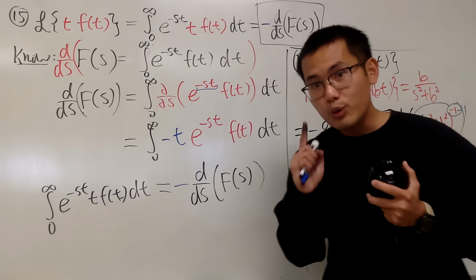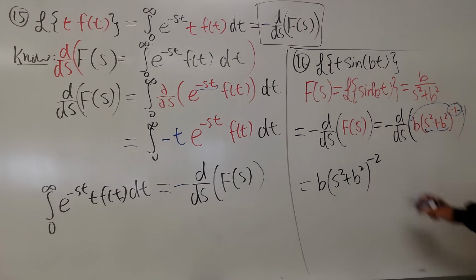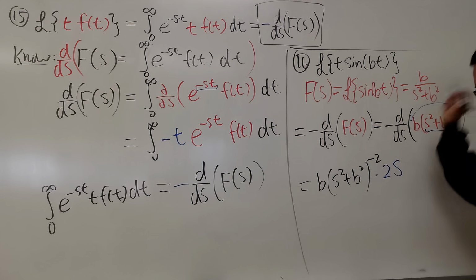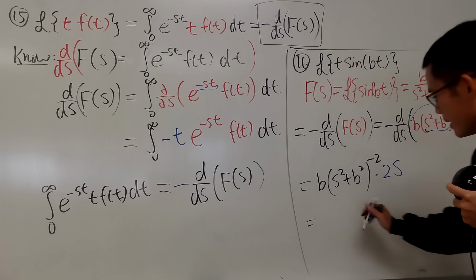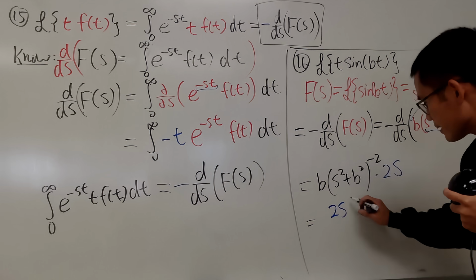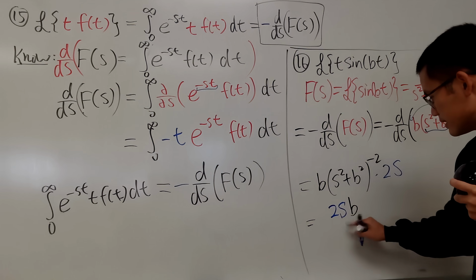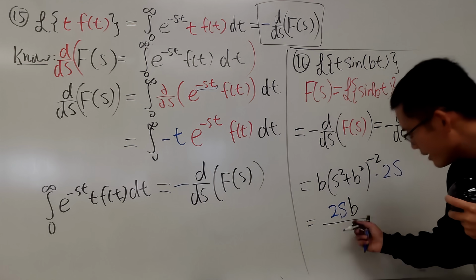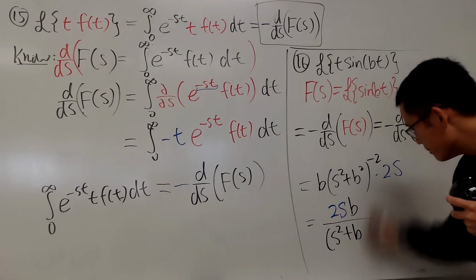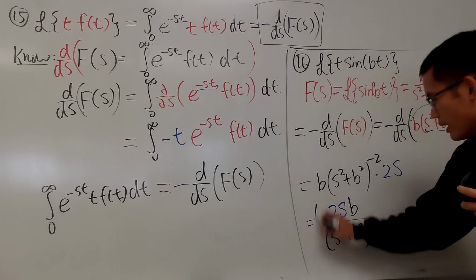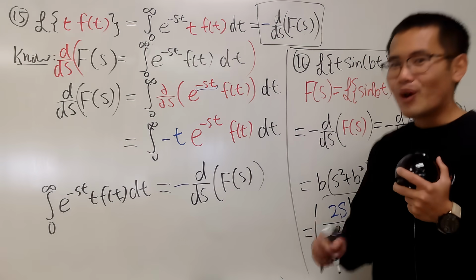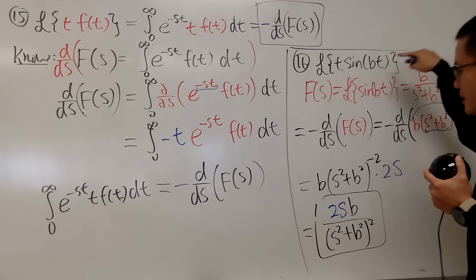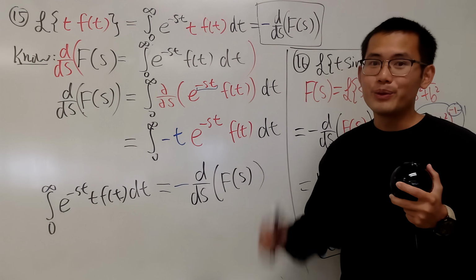And of course, don't forget your chain rule. Multiply by the derivative inside. Derivative of s squared plus b squared is 2s, like this. And now we can put everything together. On the top we have 2s with the b, again this is the s, right? Over the parentheses s squared plus b squared, raised to the square power on the bottom, like this. So this right here is the Laplace transform of t times sine of bt, right? Just like that. Very cool, huh?